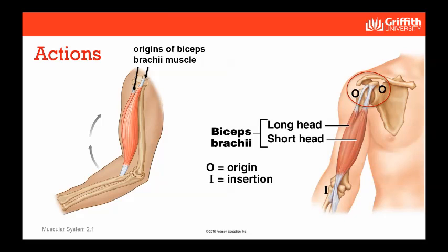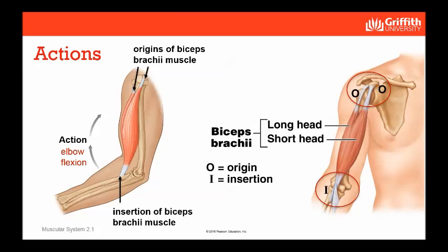The long head of the biceps brachii originates on the supraglenoid tubercle, and the short head originates on the coracoid process of the scapula. The biceps brachii inserts by common tendon into the radial tuberosity. Because the biceps brachii is located in the anterior compartment of the upper limb and it crosses over the elbow joint, when it contracts, it causes elbow flexion.